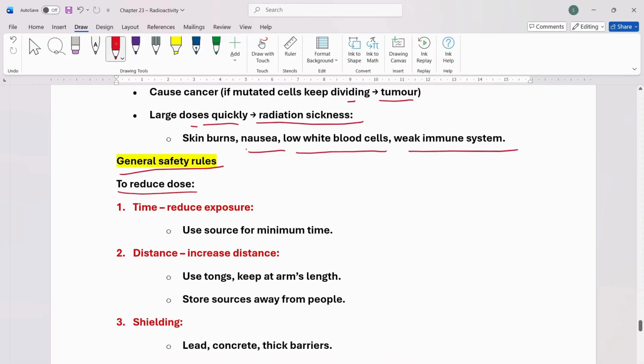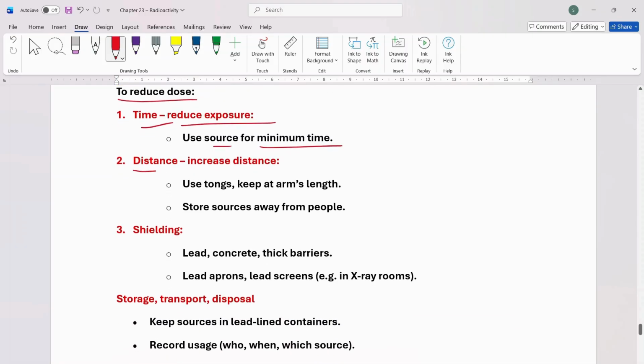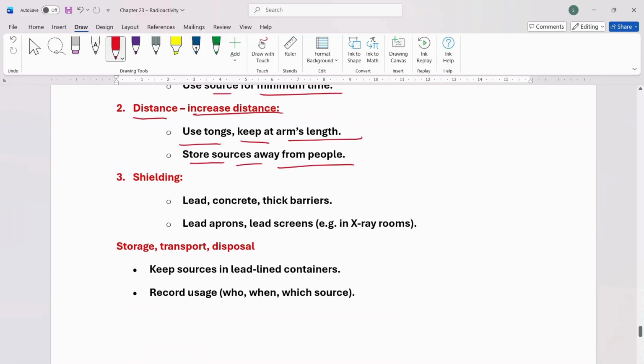General safety rules to reduce dose. Time: reduce exposure, use the source for minimum time. Distance: increase distance, use tongs, keep at arm's length, store sources away from people. Shielding: lead, concrete, thick barriers, lead aprons, lead screens, for example in X-ray rooms.